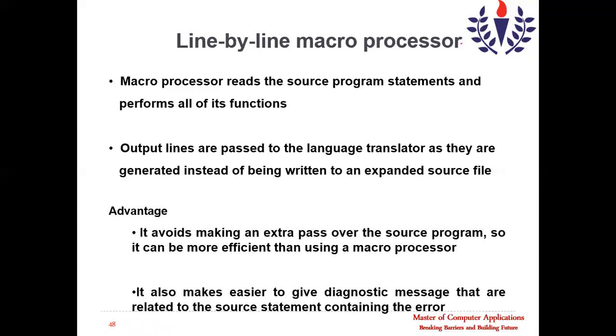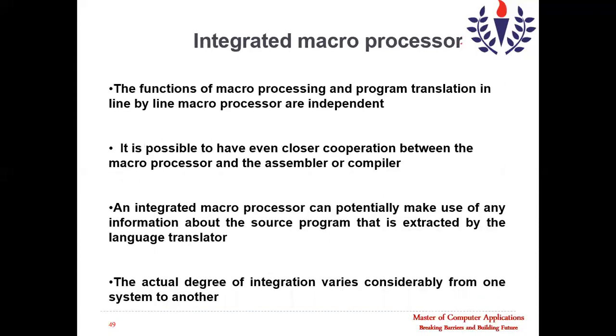And it is also easier to give diagnostic messages related to any error. Like if any error is coming in any statement, it will be easy to give a message regarding that. So this is line by line macroprocessor. Second is the integrated macroprocessor. How integrated is different from line by line is that in line by line the macroprocessor is doing its own work and the language translator is doing their own work. Both are working independently somehow.